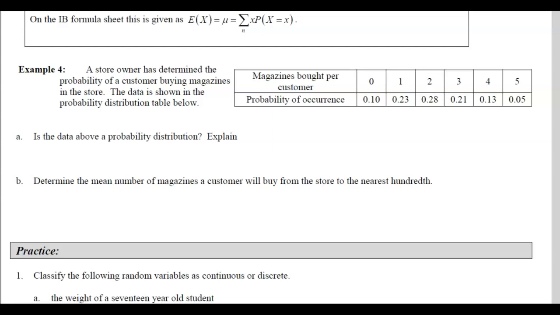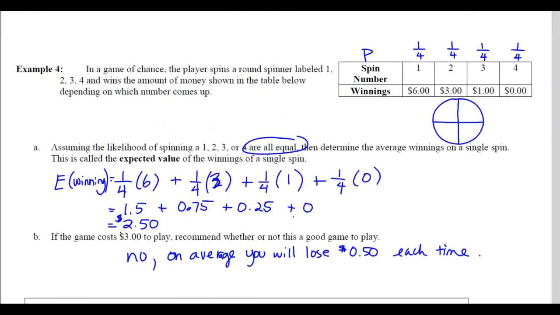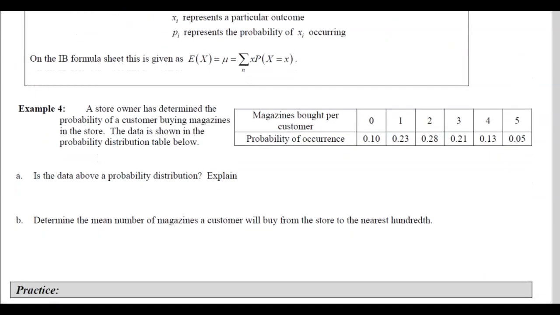Buying 0 has a probability of 0.1, buying 1 magazine 0.23. This is pretty unlikely, but it's also got the smallest probability. So is it a probability distribution? Add these up: 0.33, 0.41, 0.61, 0.62, 0.82, 0.85, 0.95, plus 0.2. It works.